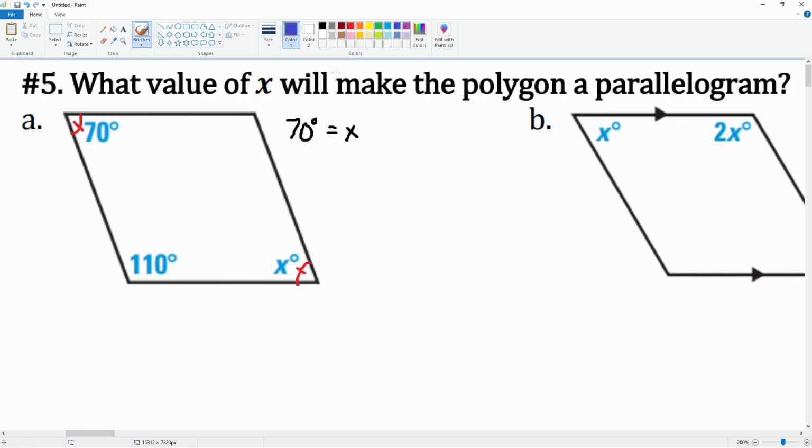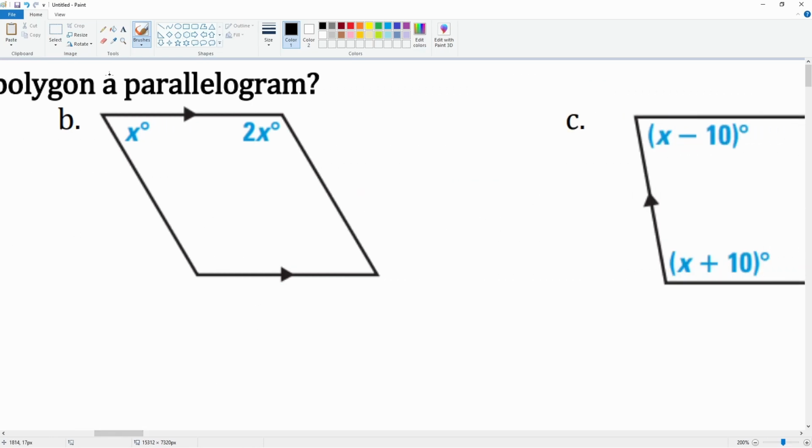But then we also know that this angle here has to be supplementary. So the 110 plus the x has to add up to 180 because consecutive interior angles in a parallelogram are supplementary. Subtract 110, subtract 110. Okay, this gets you x is equal to 70. You see, we solve for 70 either way. So, okay.